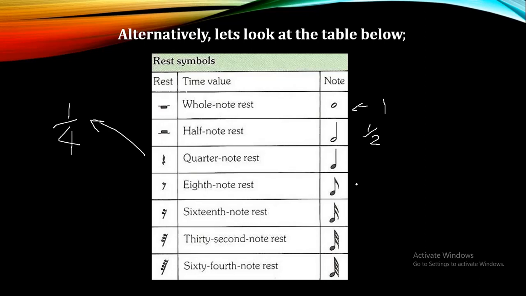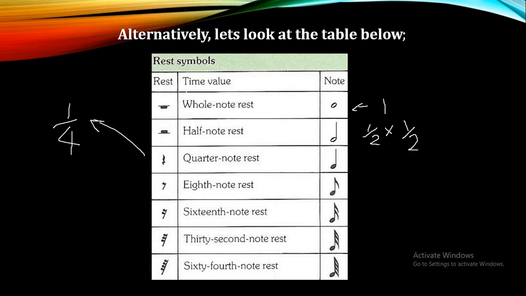Now, everything we have to multiply times 2, times 2, times 2. So if that is a quarter, we always multiply times a half. To get the eighth note, we multiply again by another half from a quarter. We remember that when we multiply a half times a half, it gives 1 out of 4.